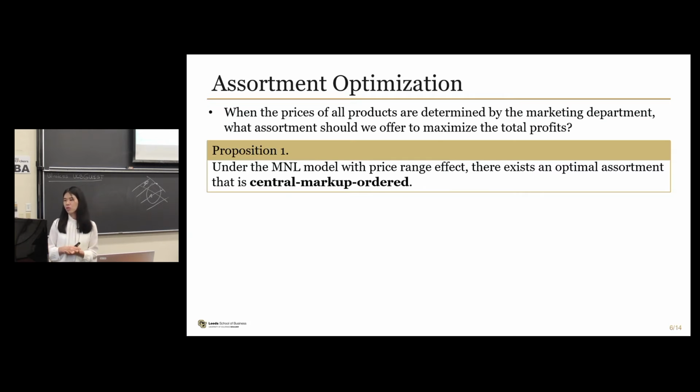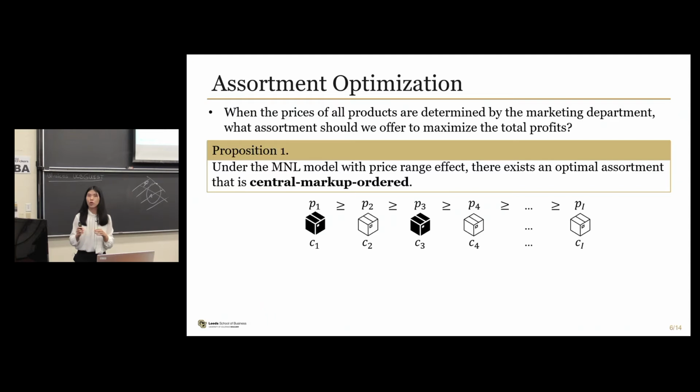So under our model, there exists an optimal assortment that is central markup order. The central markup order means that if we put all the items from the left to the right in the price decreasing order, then first we can find one item with price PM, put this item in the assortment and let it provide the highest price, and then find another one with price PN, then let it provide the lowest price.